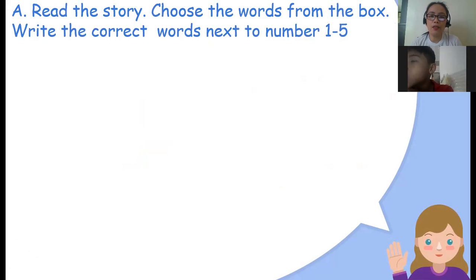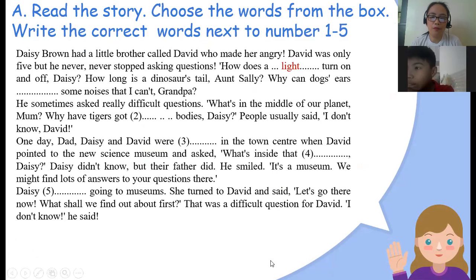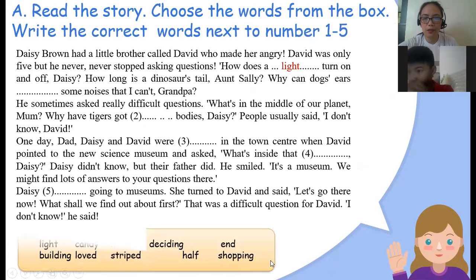Read a story. Choose the words from the box. Write the correct words next to numbers 1 to 5. Okay, so you're going to fill in the blanks, baby. Daisy Brown. Can you say again? Baby, you're going to read it.